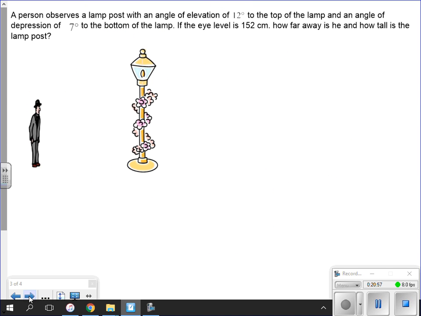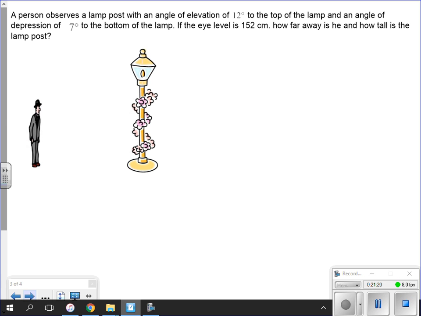A person observes a lamppost with an angle of elevation of 12 degrees to the top of the lamp and an angle of depression, which is not sadness, to the bottom of the lamp. The eye level is 152 centimeters. How far away is he and how tall is the lamp post?